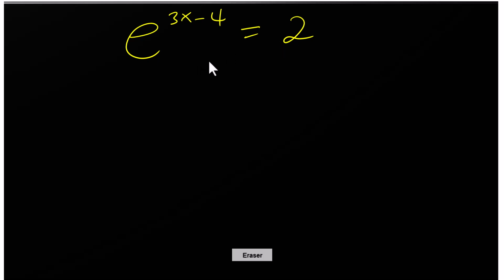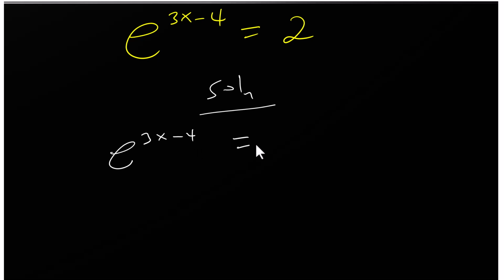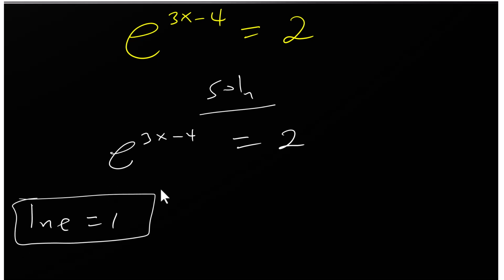Okay, let's solve for x here. Solution. And we are given e raised to 3x minus 4 equals 2. Now, when you are given ln of e, the answer is 1. Don't forget this property. So we have e raised to this.